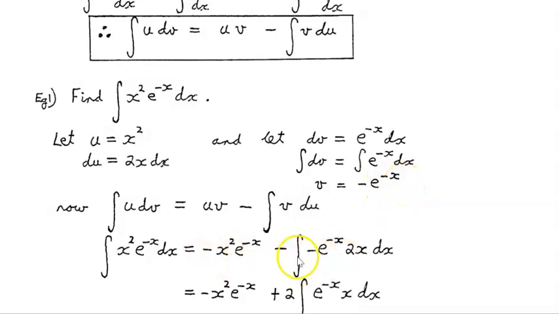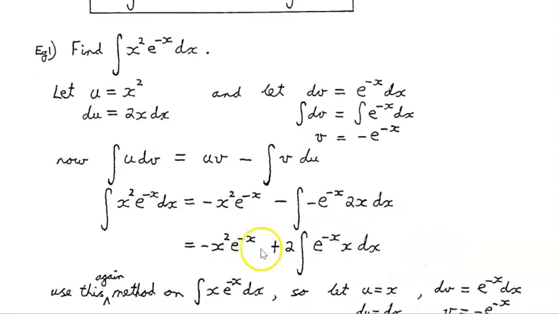So we have minus x squared times e to the minus x, good, almost lost track of where I was, minus the integral of negative e to the minus x 2x dx, because if you remember that's v, which is minus e to the minus x, times du, and du we found to be 2x dx, so 2x dx.